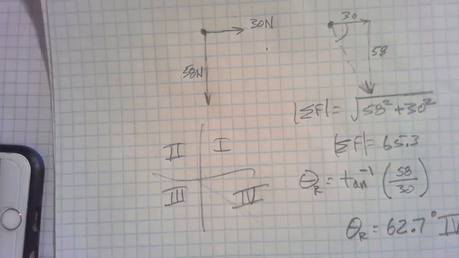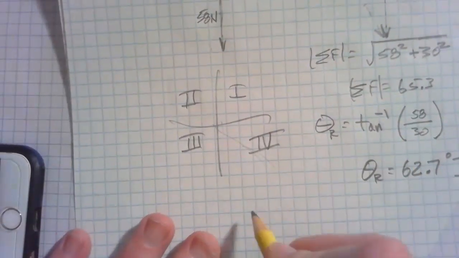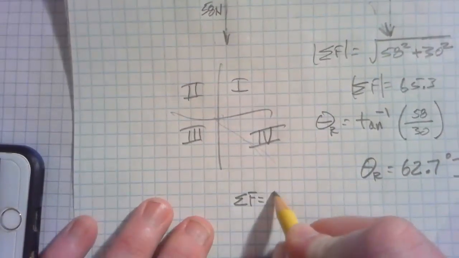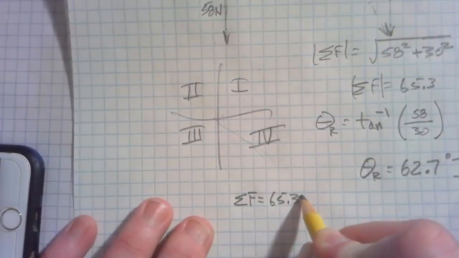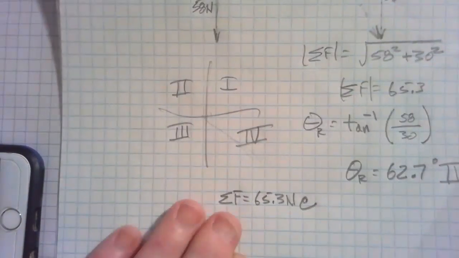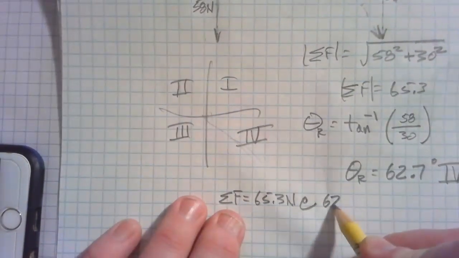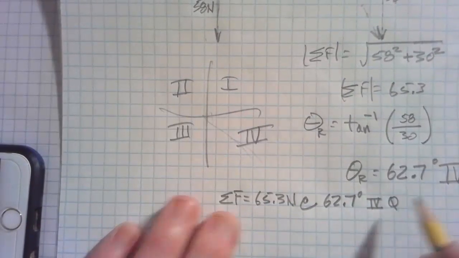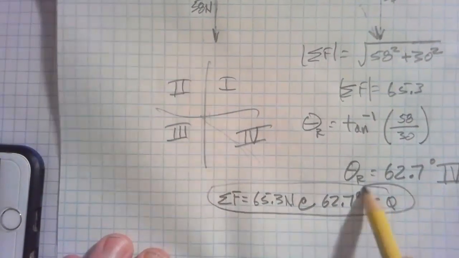So our total answer, if you want to write it all out, would be net force is 65.3 newtons at 62.7 degrees in the fourth quadrant. There you go. That would be your official correct answer.